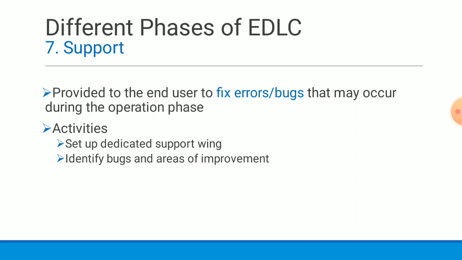Now, the second one is identify bugs and areas of improvement. So none of the products are bug free. We know that none of the products are bug free. Even if you take utmost care in design, development and implementation of the product, there can be bugs in it.